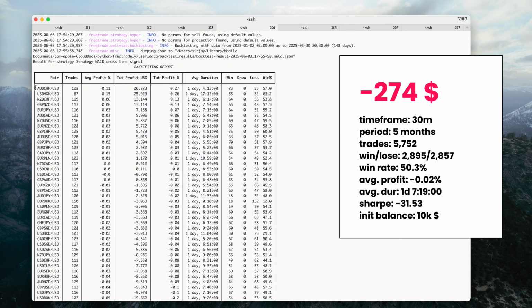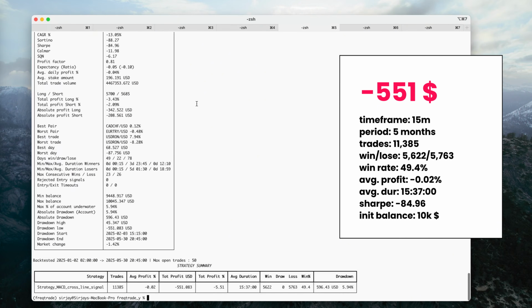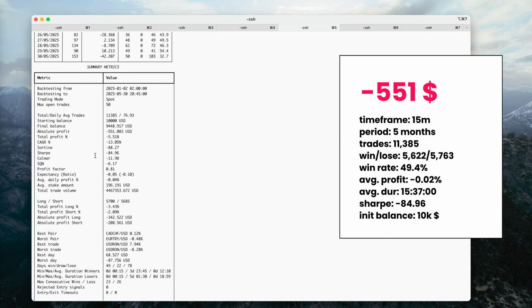Most profitable pairs. 15 minutes. For the 15 minutes, also for the last 5 months, we've got minus $551 in profits with a 49% win rate. Both long and short negative, and Sharpe negative.